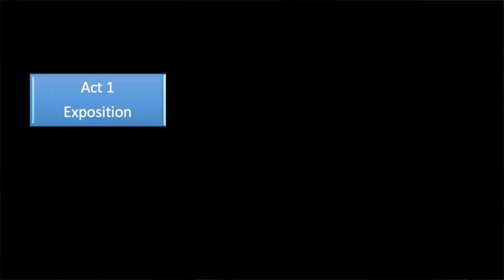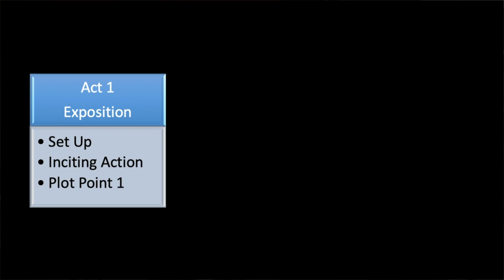So what does that look like? It's very simple. It's Act 1, Exposition. That involves the setup of the story, especially the establishing of the lead character. It involves an inciting action or incident, that's to say something that begins to disturb the lead character's ordinary world, and it involves a first plot point, which is a kind of door of no return into a new reality or phase for the hero.